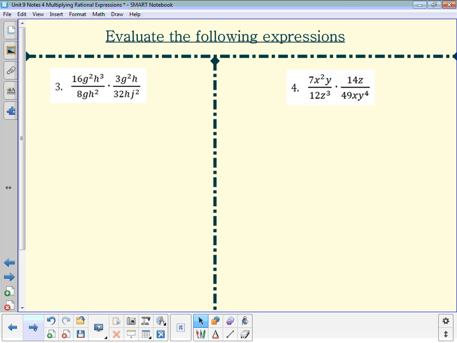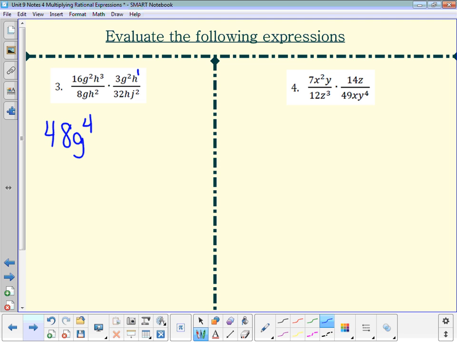Okay, let's take a look at the next 2. What I'm going to do is I'm going to get number 3 started for you, then I'm going to have you finish it, and then I want you to try number 4. Okay, so let's take a look. First, we have 16 times 3. So we're multiplying those coefficients. Okay, so that's going to give us 48. So then g squared times g squared, add those exponents, and you get g to the fourth. H to the third times h to the first, that's going to give us h to the fourth.